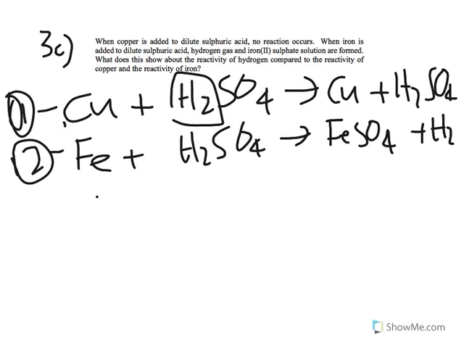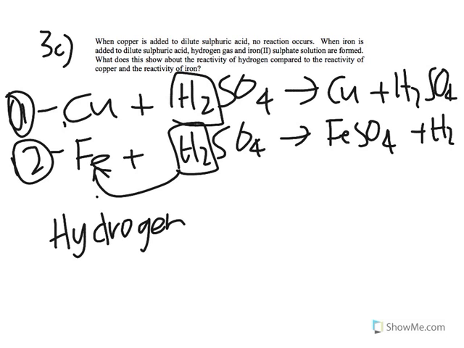But in the second case, the hydrogen was displaced by Fe. So what does that say about the reactivities? That basically says that hydrogen is more reactive compared to copper because copper didn't displace hydrogen, but it's less reactive compared to iron because iron displaced hydrogen from its sulfate solution.